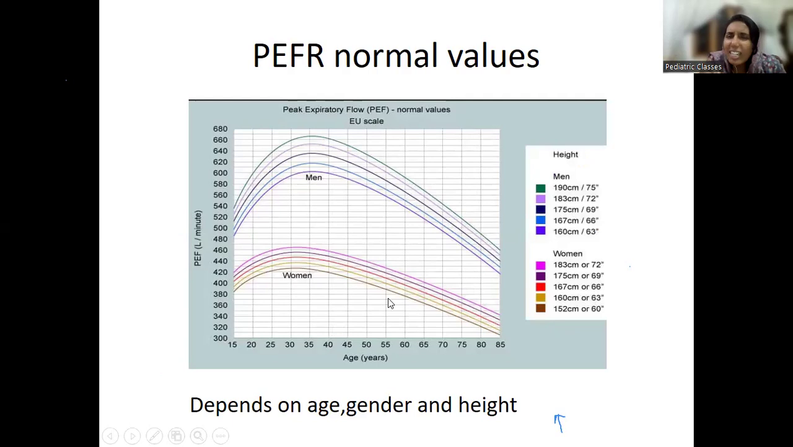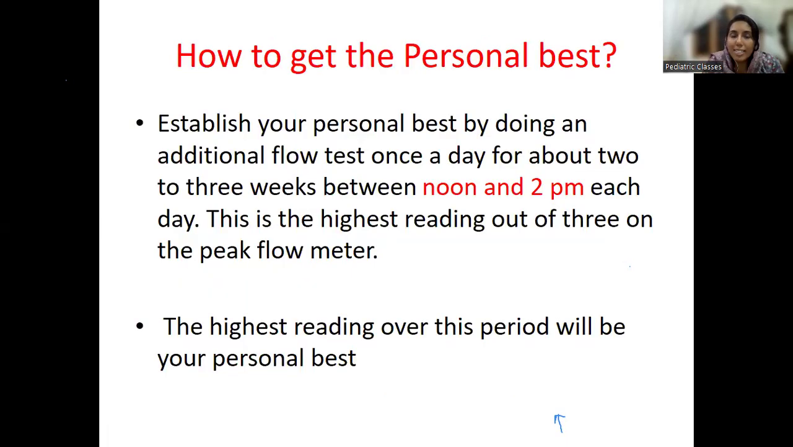But generally in PEFR, we don't use the normal values. What we use is the personal best, because it varies from person to person, by race and so on. So try to find out the personal best as well. How do you get the personal best? We do one peak flow test once a day for about 2 to 3 weeks. Generally we do it around noon to 2 p.m.